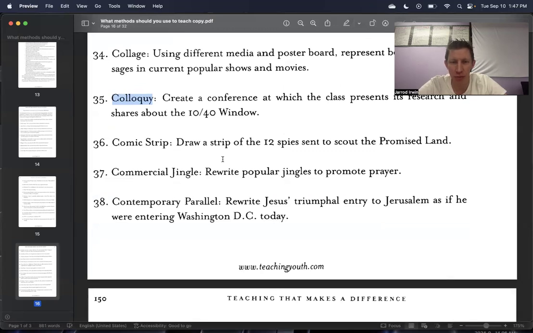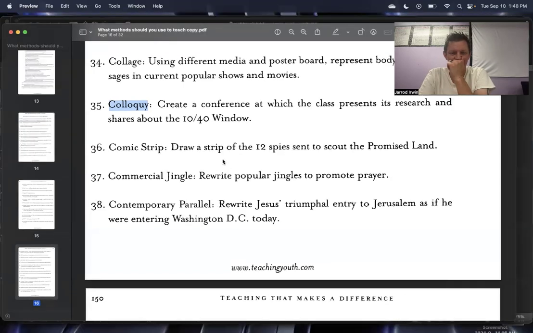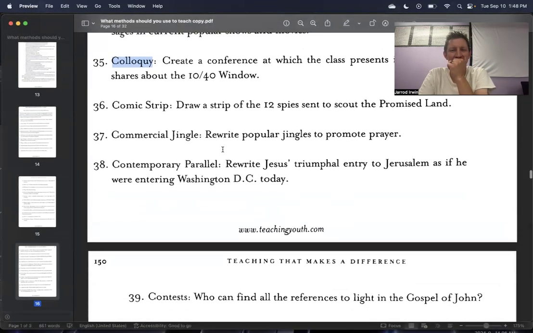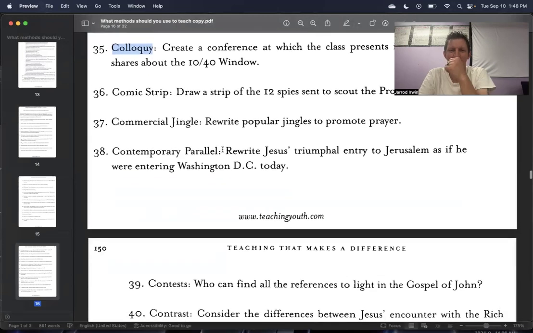Comic strip: draw a strip of the 12 spies sent to scout the promised land. That could be fun. We've got 10 guys on one side of the comic strip, all yelling at the two guys, Joshua and Caleb, who say we can take this land. The other 10 are saying, man, they're huge, there's no way, they'd kill us. And they get the battery.